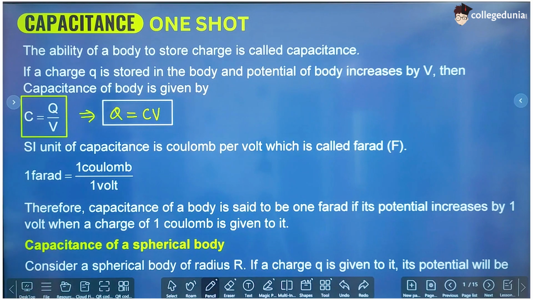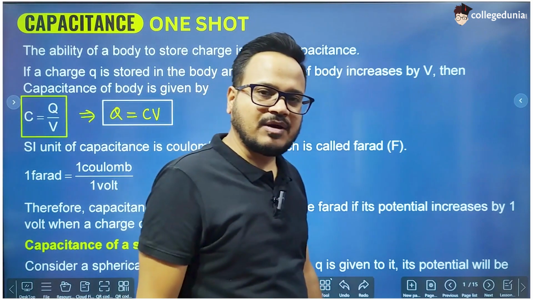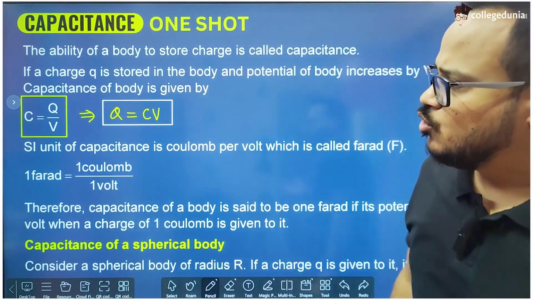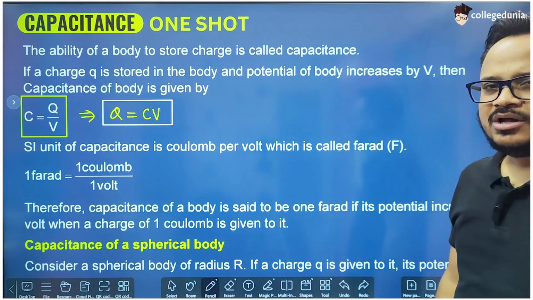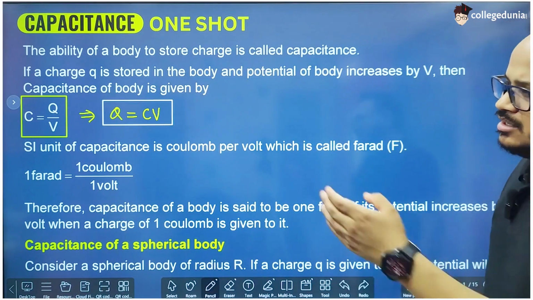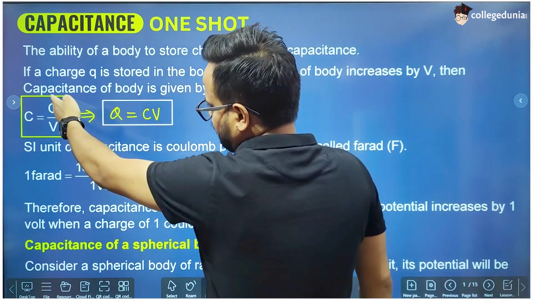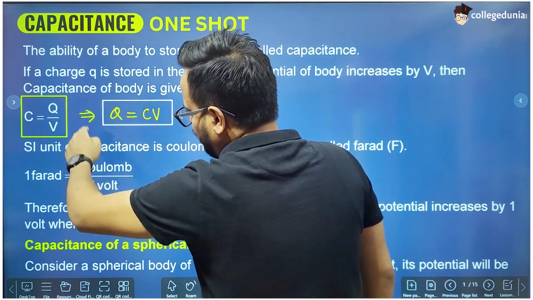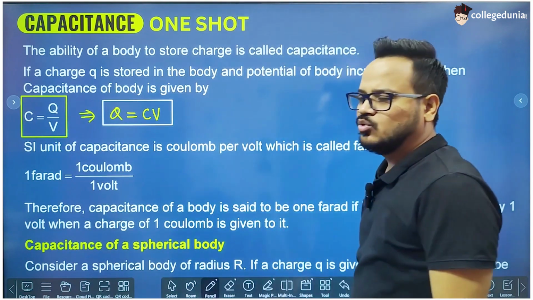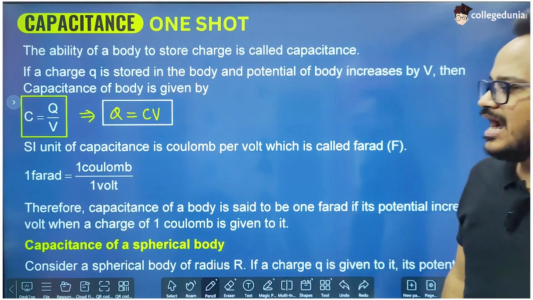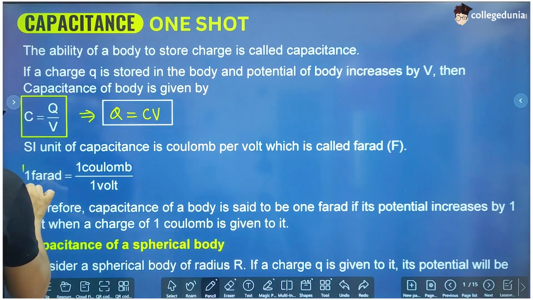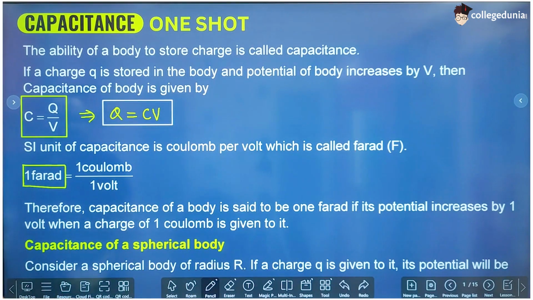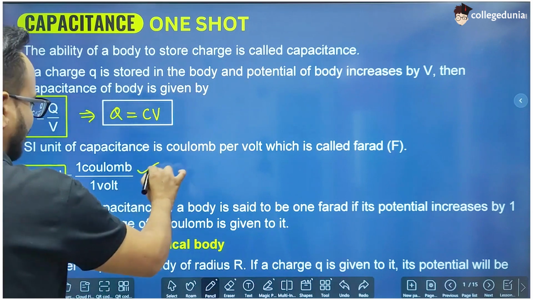So what is the standard unit of capacitance? Since capacitance is Q by V, then obviously the SI unit of capacitance will be charge per volt, coulomb per volt, right? SI unit of charge is coulomb and SI unit of potential is volt. So the SI unit of capacitance must be coulomb per volt, and that unit is called farad. 1 coulomb per volt is called farad. So 1 farad, which is represented by capital F, is 1 coulomb per volt.